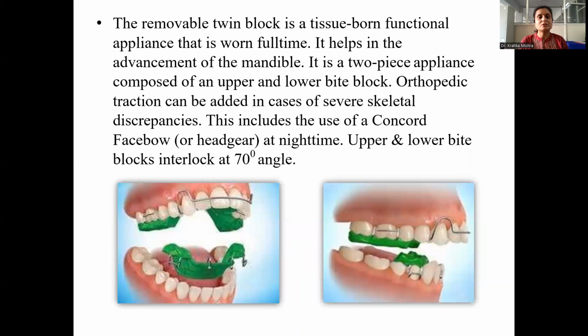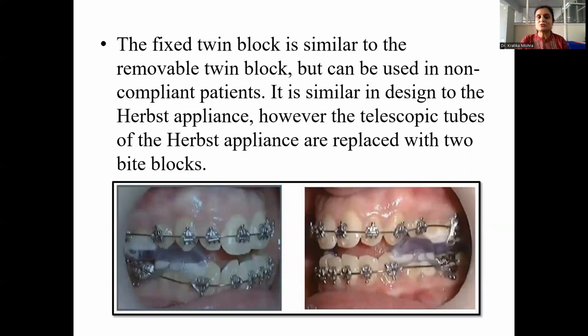Orthopedic traction can be used in cases of severe skeletal discrepancies. This includes the use of a Concord face bow at night time. Upper and lower bite blocks interlock at a 70-degree angle. Fixed twin block is similar to the removable twin block, but can be used in non-compliant patients.